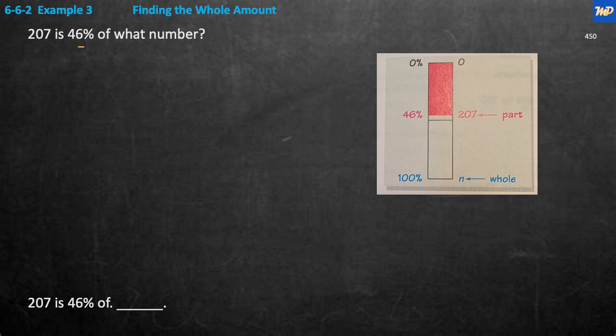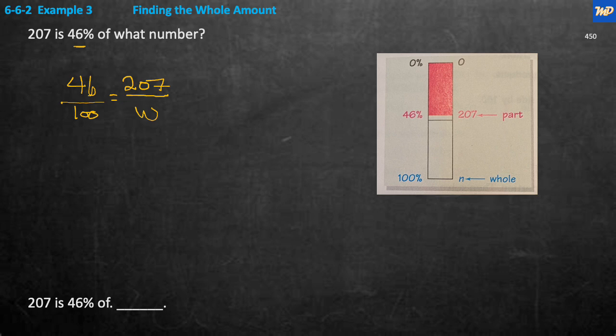Well, we know from our previous slides that the percent number, unless it says 100%, is going to be 46 over 100. That's just a given. And now they're asking, 207 is 46% of what whole number? So we're going to have a fraction here, and we're going to say 207 is the part we know, but we don't know the whole. What is the whole part? Call that W.